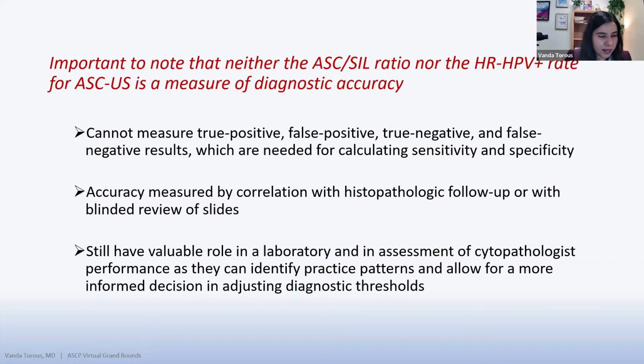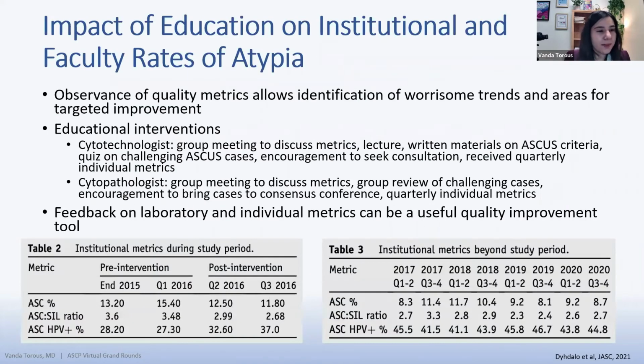Despite this, they still have a valuable role in the laboratory and assessment of cytopathology performance, as they can identify practice patterns and allow for a more informed decision in adjusting diagnostic thresholds. There have been studies since those from Brigham and Women's really showing the impact of being able to use these metrics when some worrisome trends arise.